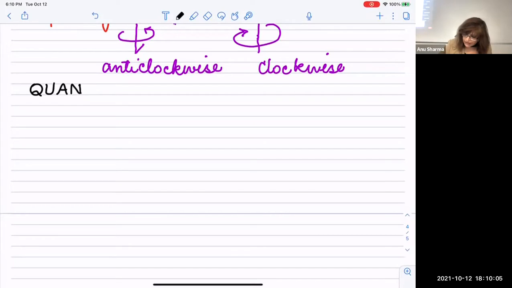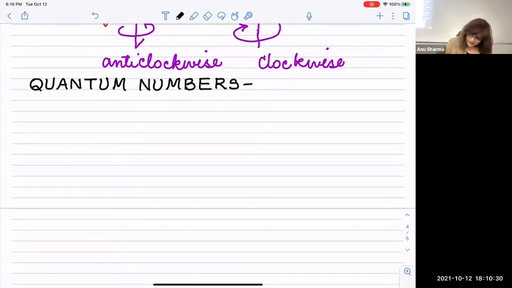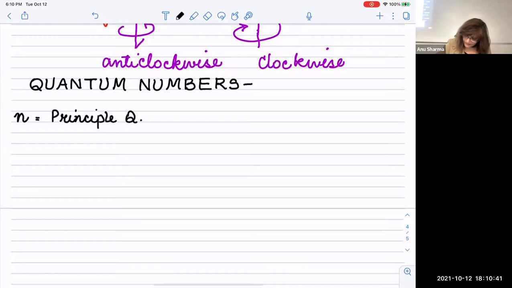Schrodinger and Heisenberg, they showed it as quantum numbers. So instead of saying shell, subshell or orbitals or whatever, these are quantum numbers. These quantum numbers are of 4 main types. Set N is the principal quantum number. And this principal quantum number means it's the main one. So principal quantum number, and I'm going to just put it here, Q, like that, quantum number.